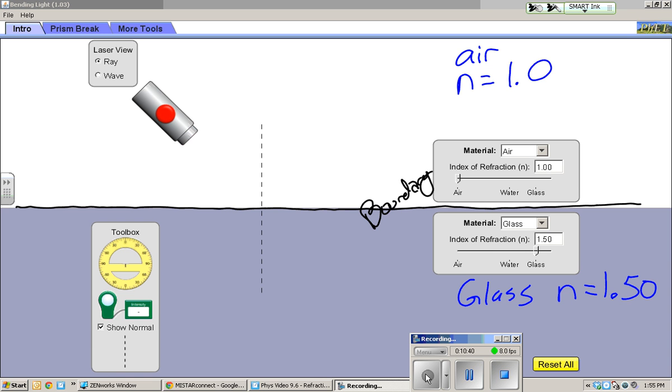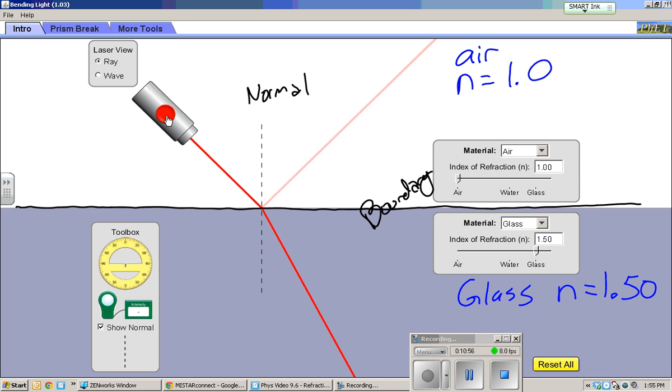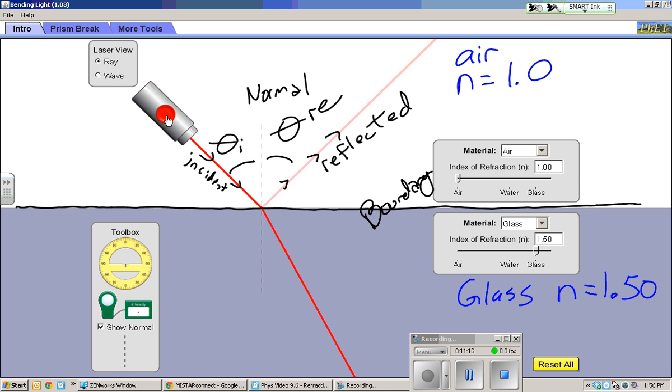All right, and we're going to have an incident beam that's going to come from this laser over here. This dotted line here is already drawn in. That's going to be our normal line. Notice it is perpendicular to the boundary. All right, so I'm going to turn on the laser. Oh, no, I'm not. Try that again. Turn on the laser. All right, and what you'll notice here is there are 3 beams of light. There is our incident beam, where this is your angle of incidence. The beam comes in this way and reflects this way. So this is our reflected beam. So here is our angle of reflection.